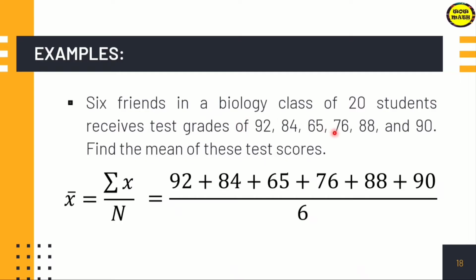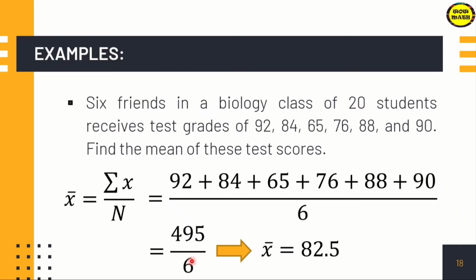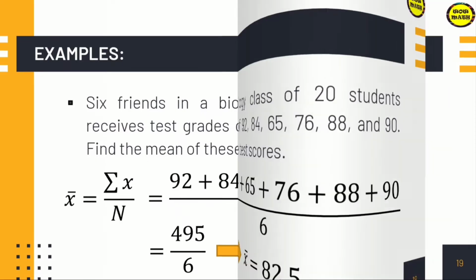Kasi lahat sila 6, so yung n natin is 6. If we add all of this, it is 495. 495 divided by 6, the answer is 82.5. So the mean of the 6 friends in a biology class of 20 students is 82.5.